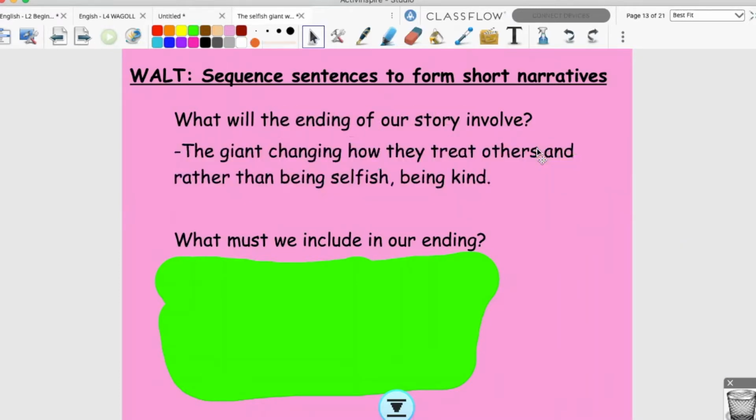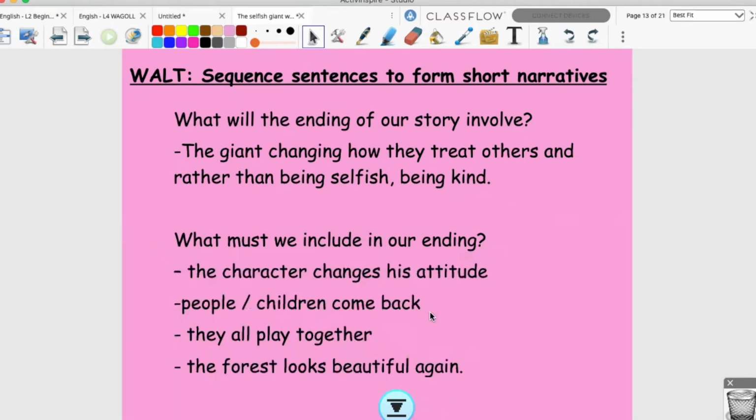Okay, let's have a look. So at the end of our story, the giant changed how he treats others, and rather than being selfish, he starts to be kind. So that's what we need to write in our story today. But remember, we can't just use that as a sentence, we have to explain it fully. So what are we going to include? We're going to have to say the character changes his attitude, like we've just said. So he's no longer being selfish, he's being kind. The children come back to play, and they don't just play by themselves, the giant joins in too. And we can explain that the garden looks beautiful again.